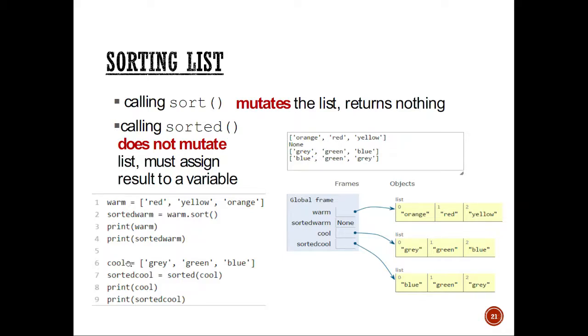On the other hand, if we define another list cool and we use the sorted command, when we print cool, it returns the same original order. However, when we print sorted cool, we have the sorted version. This is because, as we mentioned, the sorted method does not mutate a list, but returns a sorted version of that list.